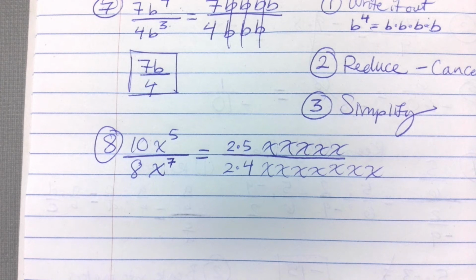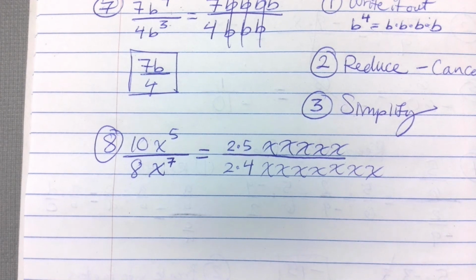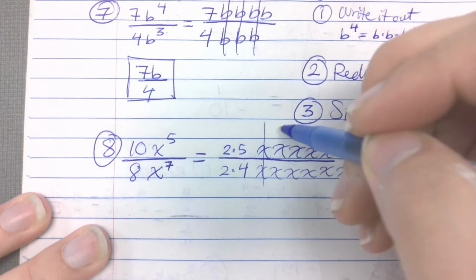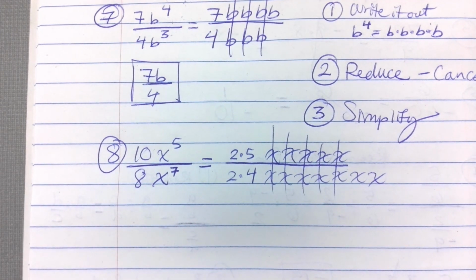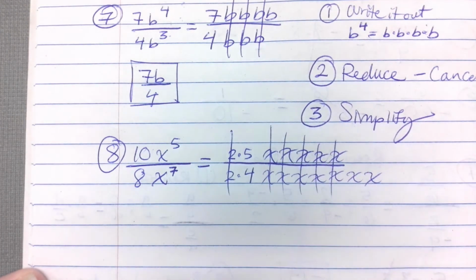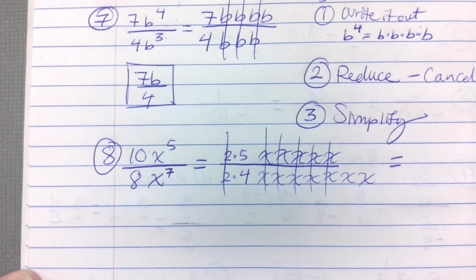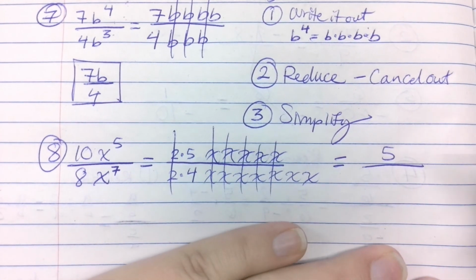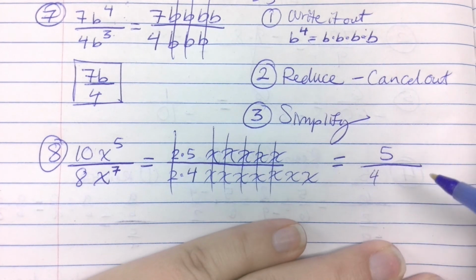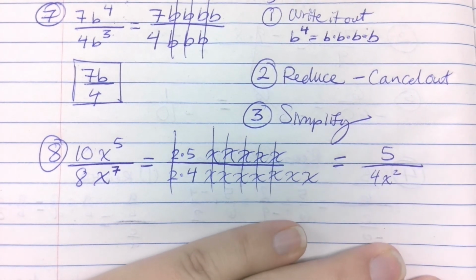Tell me your name again. Pedro, right? Tell me, what can I cross out? The X's. How many? 5. What else can I cross out? Anybody? What is my numerator? What's left on top? What's left in the denominator? An x squared.